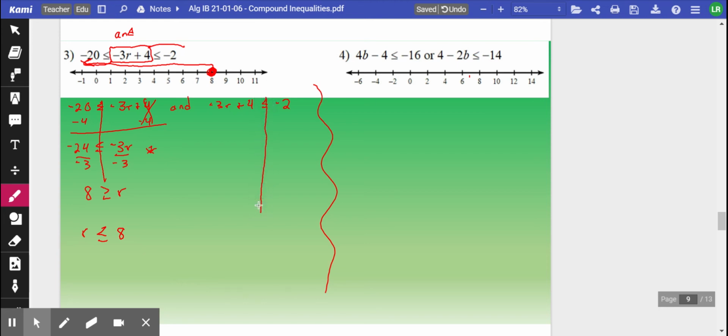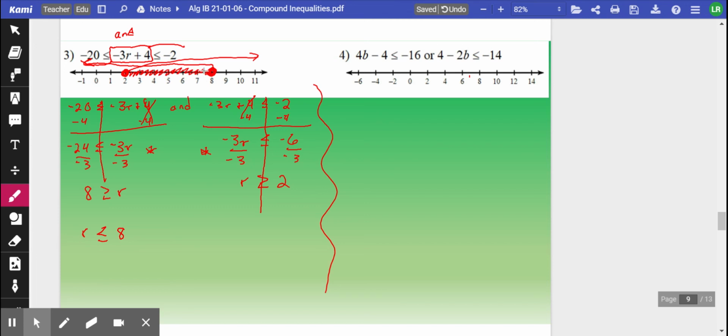And I start solving my second one. -4 on both sides. I get -3r is less than or equal to -6. Finish him. Once again, I'm dividing by a negative, so I have to flip this inequality sign. I'm going to get r is greater than or equal to 2. So closed dot on 2. That goes to the right, and it's in the middle.